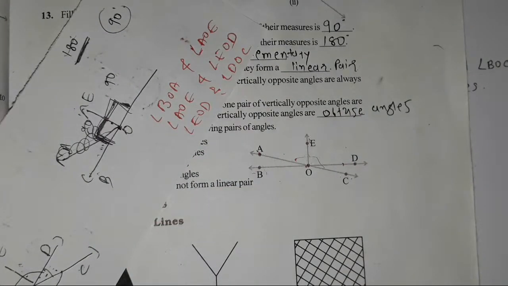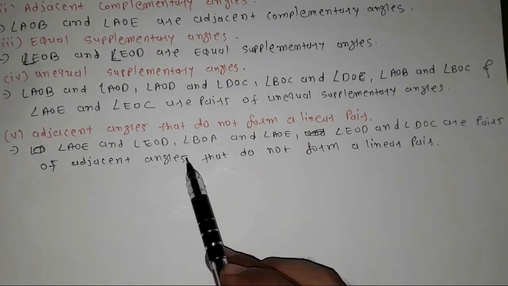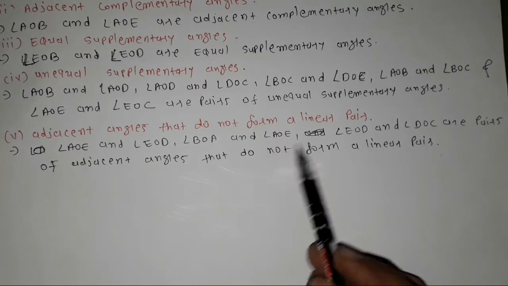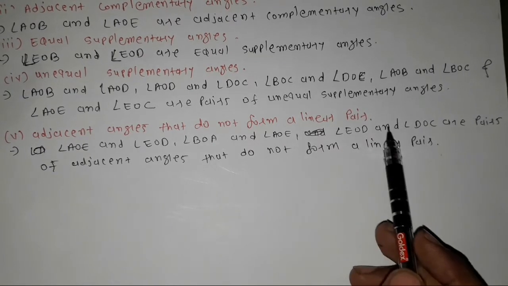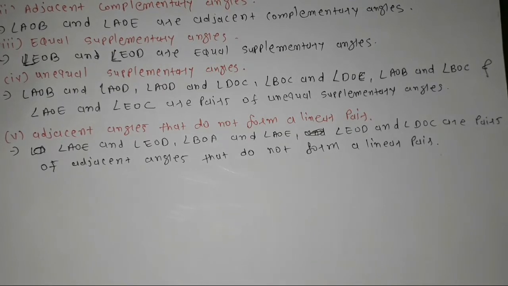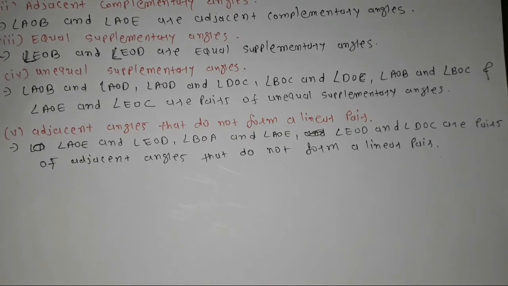So here I will write: angle AOE and angle EOD, the pair of angle BOA and angle AOE, and the pair of angle EOD and angle DOC are pairs of adjacent angles that do not form a linear pair. So here we are completing this question.